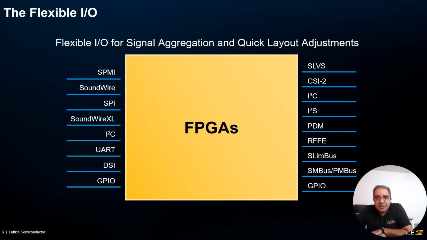The FPGAs are known for their flexible IOs. All the different interfaces that you see in this slide, whether UART, DSI, GPIO, I2S, CSI, and so on, all these interfaces could be integrated easily on almost any IO in the device. And there is a reference design available on the Lattice website that could aggregate all these interfaces in one single wire and send them serially between boards or between devices to minimize the number of connectors or minimize the number of traces on the PCB.